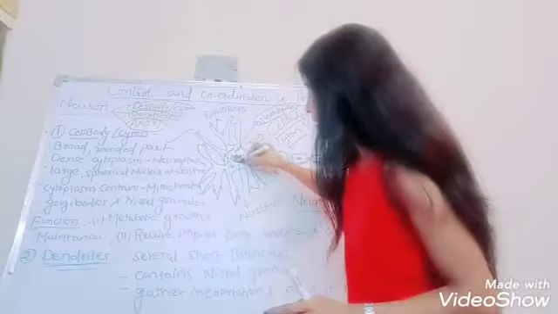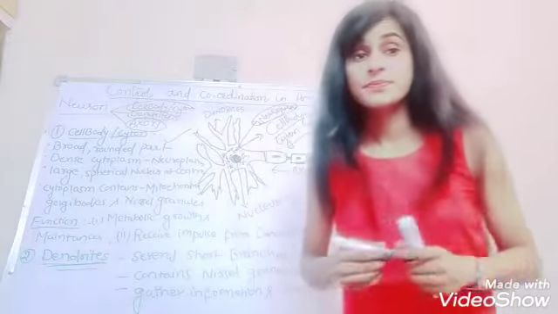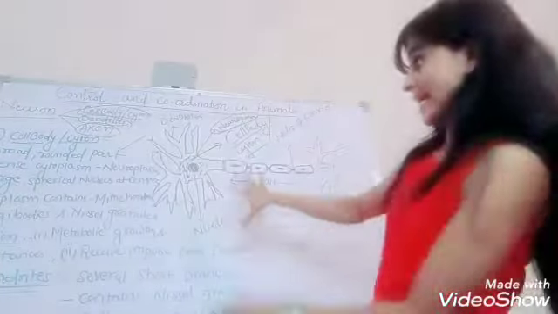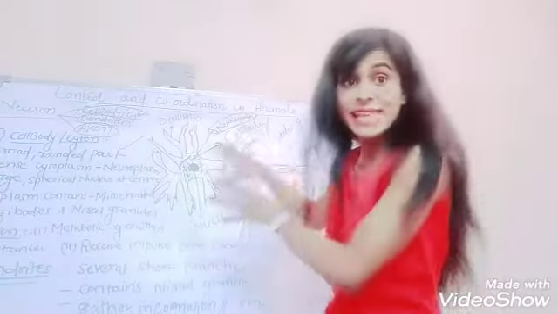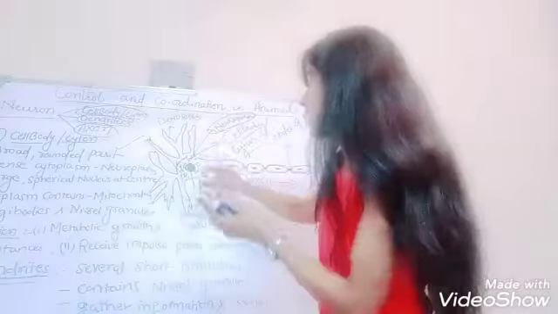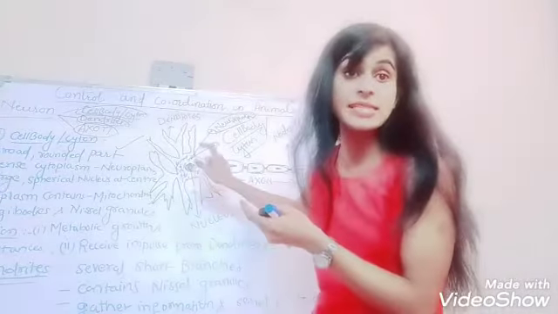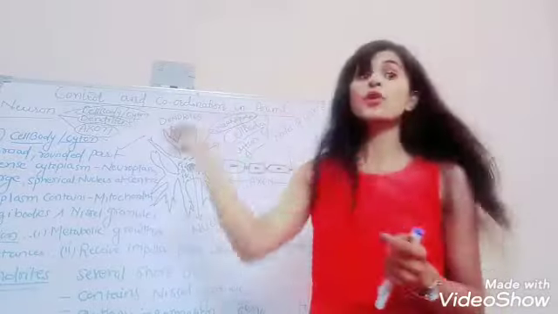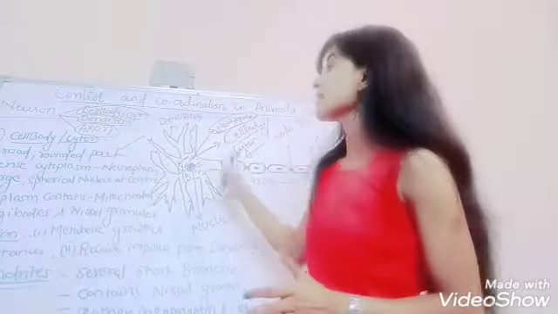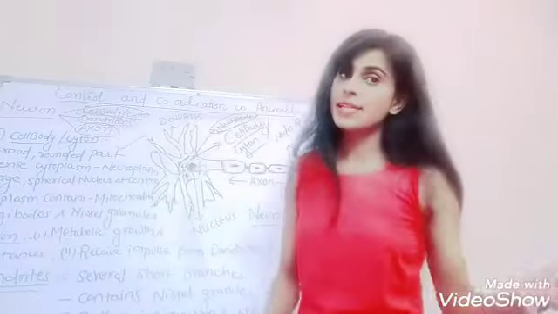And as you can see in the diagram, in the cell body, exactly at the center, a spherical nucleus is present. Yes guys, a spherical, round, large nucleus is present at the center of the cell body or cyton.